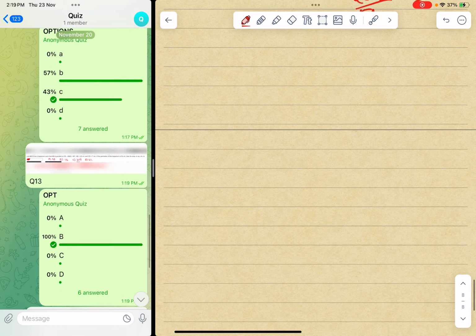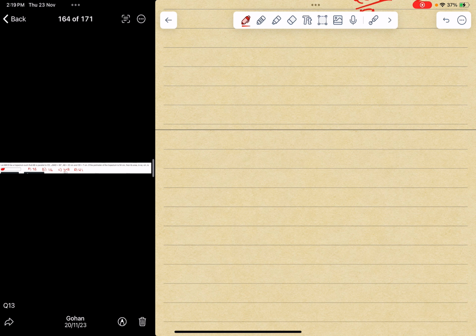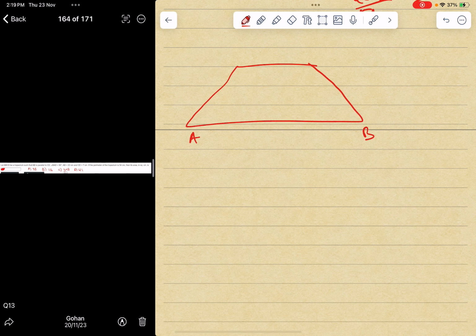Next one, question number 3. Let ABCD be a trapezium. AB is greater than CD. AB is parallel to CD, and angle BAD is 90 degrees. CD is 7, AB is 22. The perimeter of the trapezium is 54. You have to find out the area.